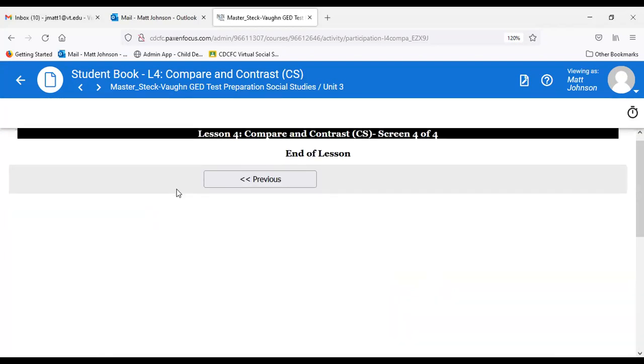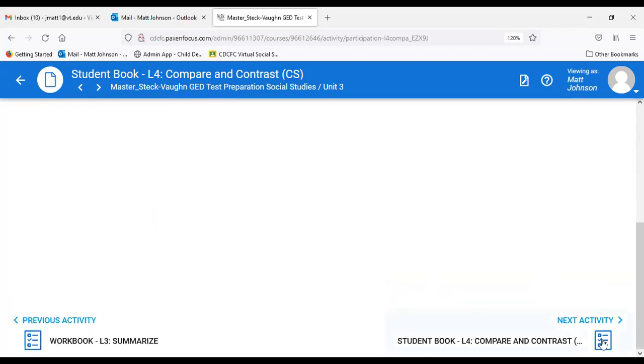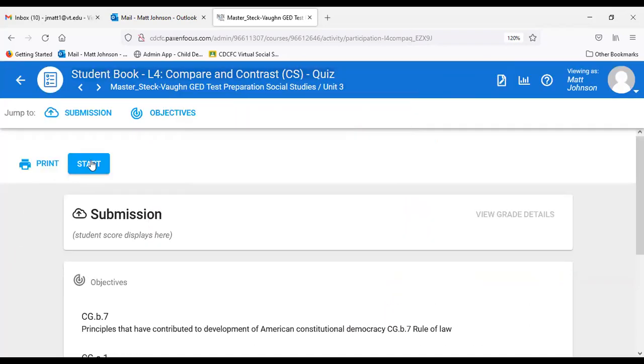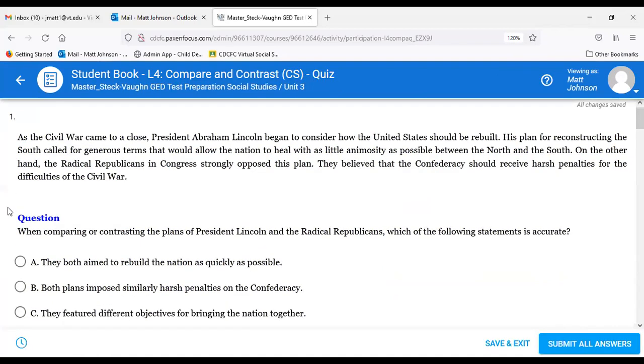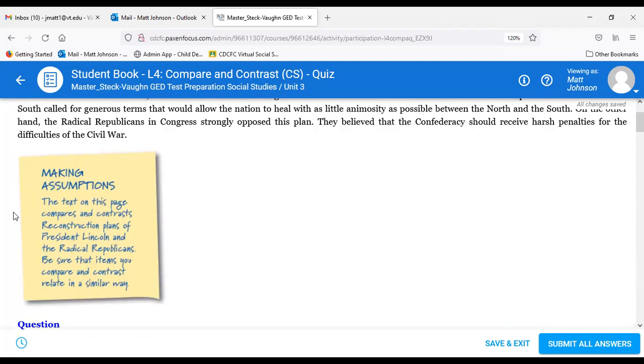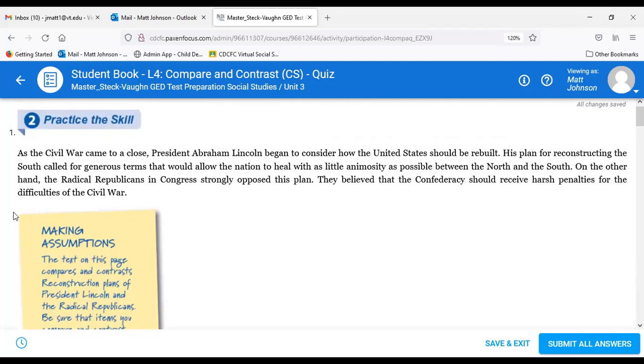Okay, so we'll move into the quiz, compare and contrast quiz on lesson four, unit three. Just like always, we start with the same text talking about President Abraham Lincoln and his intent on how he planned to reconcile with the South. And our text here says making assumptions. So the text on this page compares and contrasts Reconstruction plans, President Lincoln and the Radical Republicans. Be sure that the items you compare and contrast relate in a similar way. So, you know, we can zone in, right, on what we're comparing and contrasting.